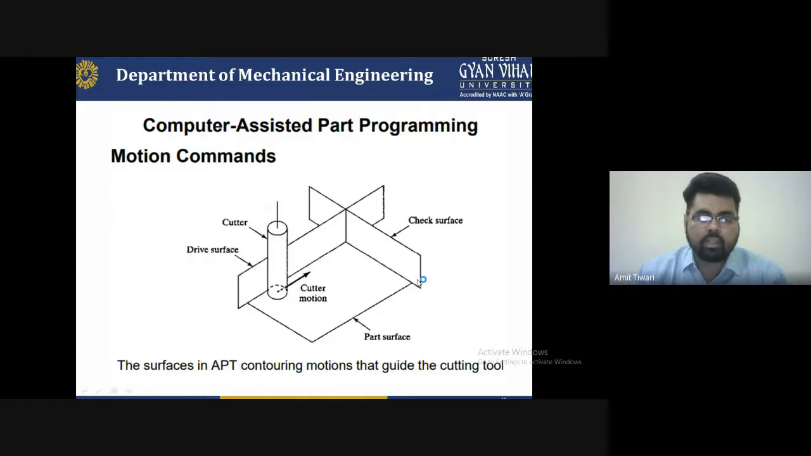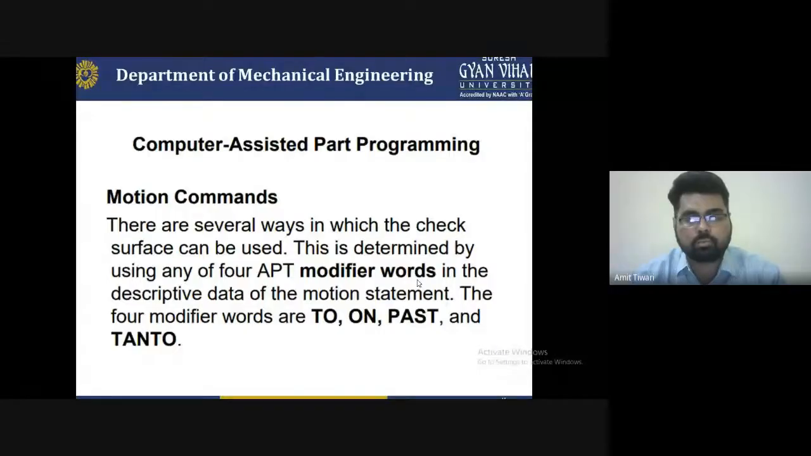So these are some reasons why we have to understand the geometrical part. It is most important to maintain the surface in automatic part programming, contouring, and motion that guide the cutting tool. So these are some of the things we can say about part programming.